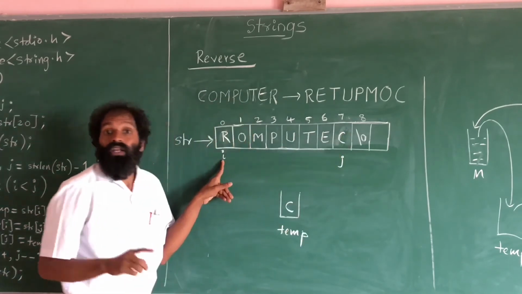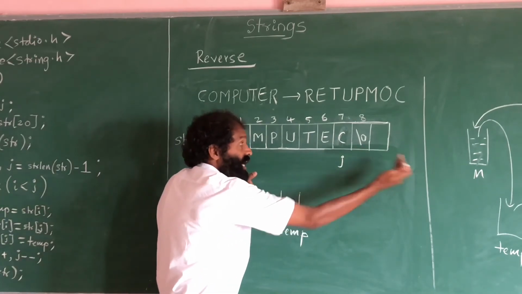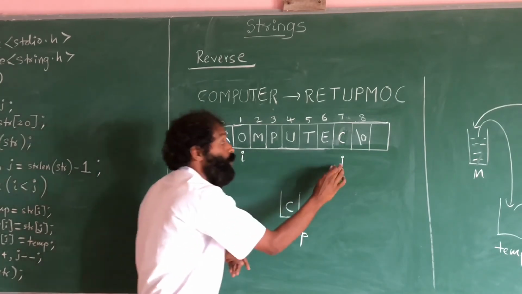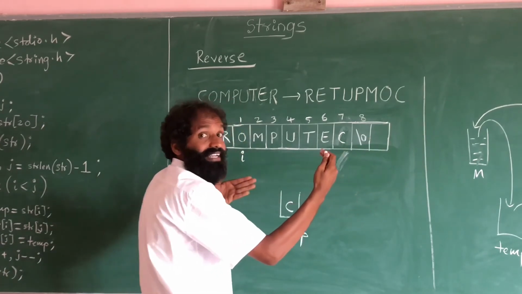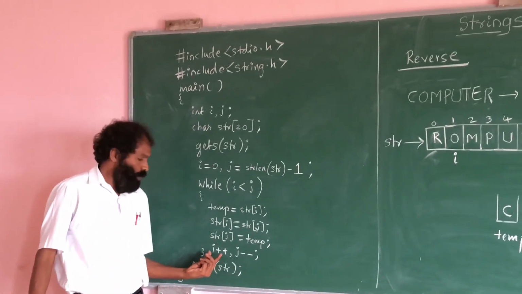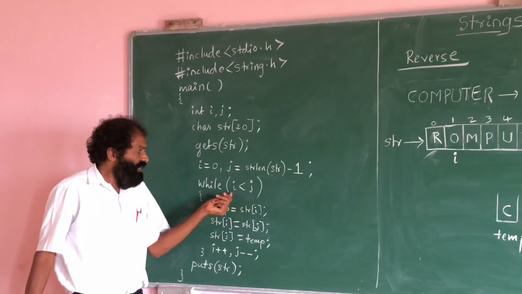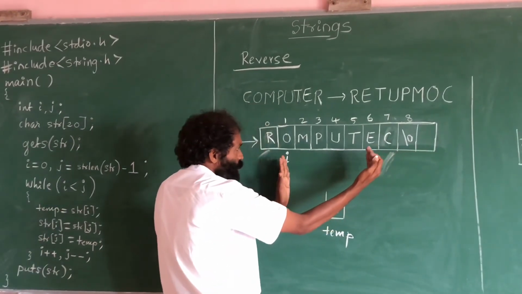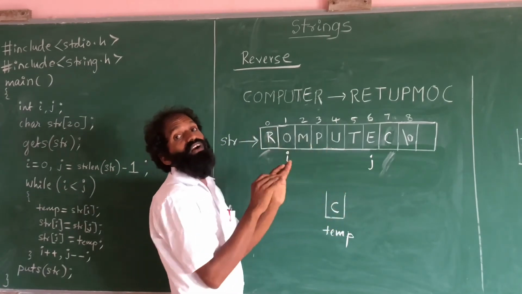Now you have to take the second character here, also second from the last. So I should be incremented. J should be decremented. This you should understand. So here I plus plus. I should be incremented. J should be decremented. Again you check the condition here. Here condition is what? I should be incremented, J decremented, till it reaches. When J crosses I, you have to stop.